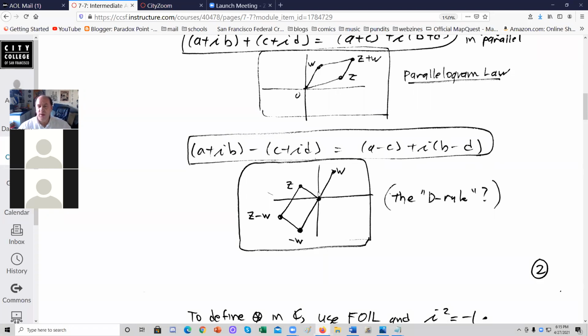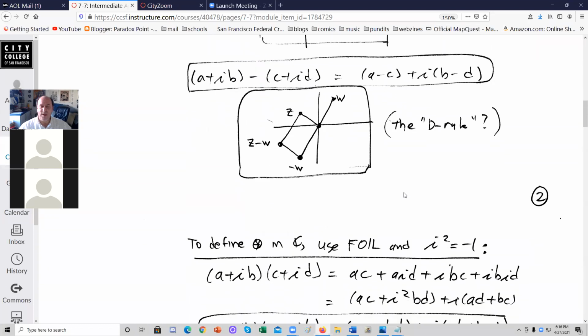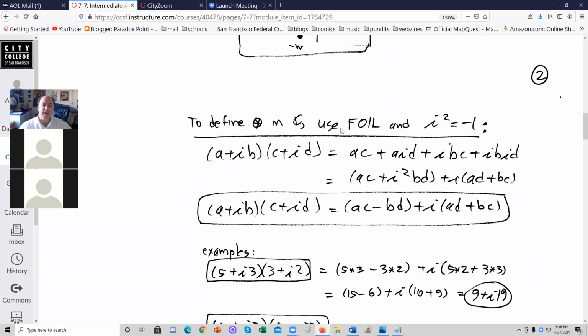Now, here's a way to visualize it. If this is z and this is w, then minus w is the same length and in the opposite direction. And we just add these up by the parallelogram law, leaving here z minus w, making a letter D for difference. I call it the D rule. To find multiplication in the complex numbers, we use FOIL, first, outer, inner, last, and the defining equation i squared equals -1. That's its definition. It's the square root of -1.